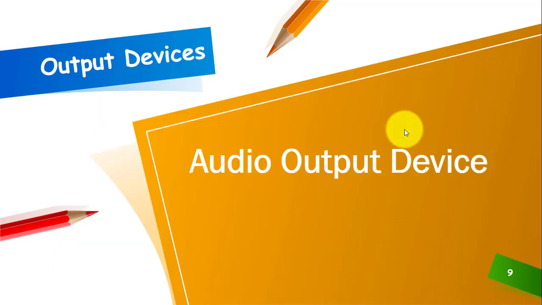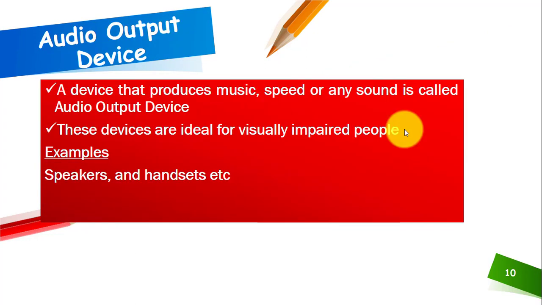Next one we have is the audio output device. A device that produces music, speech or any sound is called an audio output device. These devices are ideal for visually impaired people, and we have a few examples like speakers and handsets.